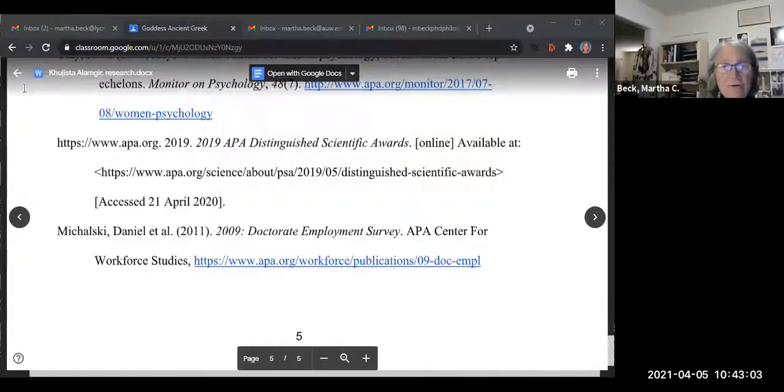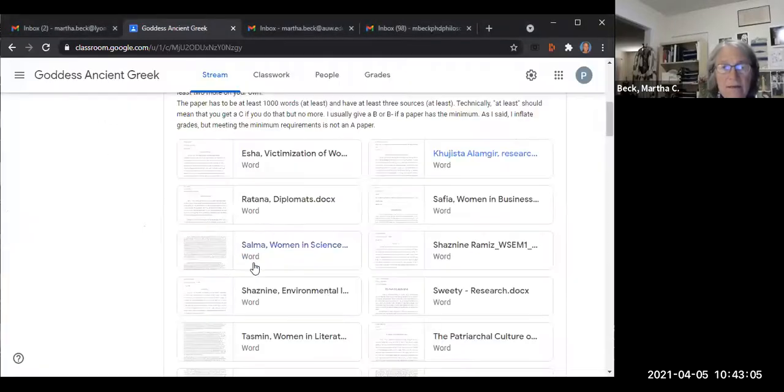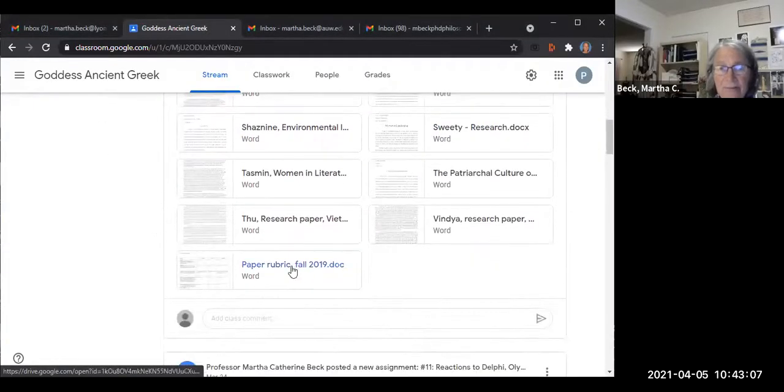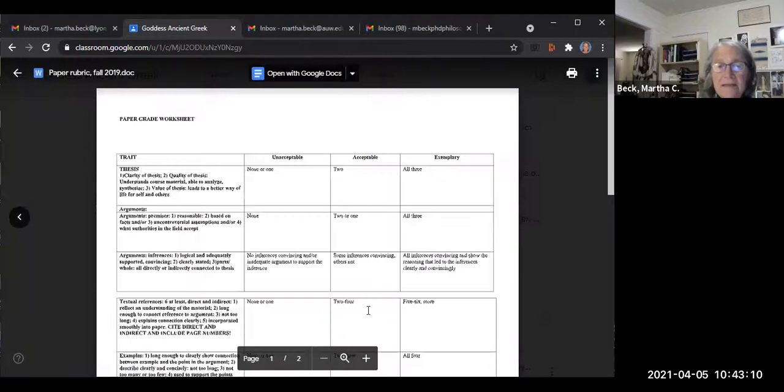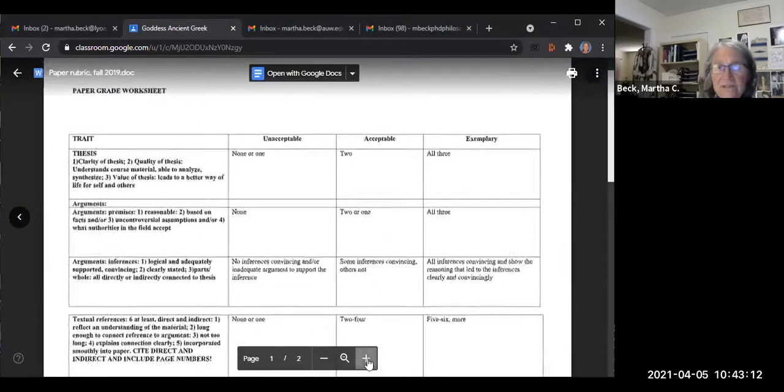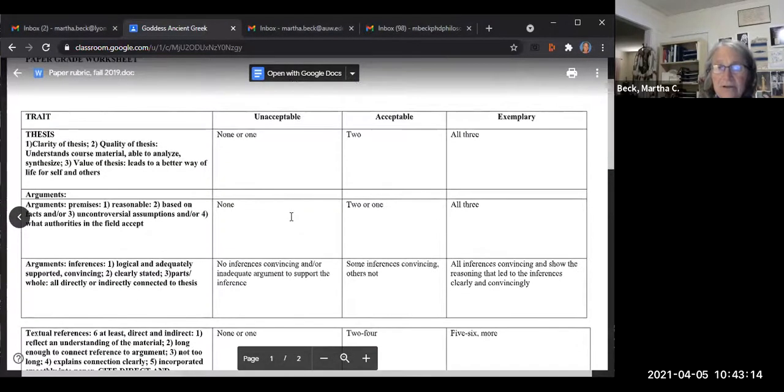So let's go back to that rubric again and see what I'm thinking about when I'm reading the paper. So, disparities against women in the field of psychology, right?